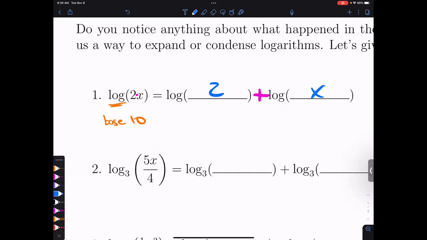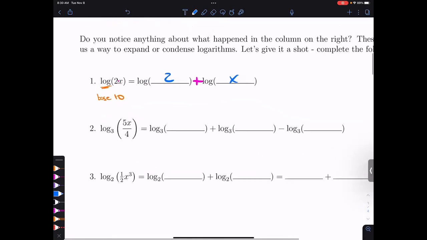The base here is 10, so the log of 2 doesn't clean up; it's not like 3 or something, right? So I'm going to leave that as it is. X is just x, it doesn't mean anything here. So I can't do anything else with that, but I can split this thing up into those 2 separate logs. Okay? All right, so tell me about the next one then.